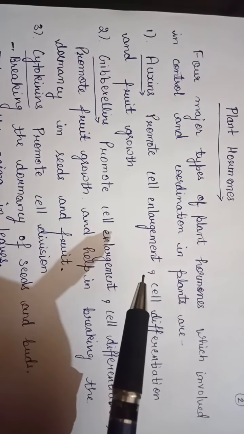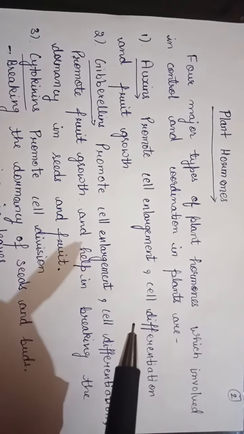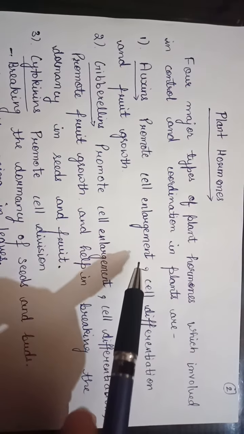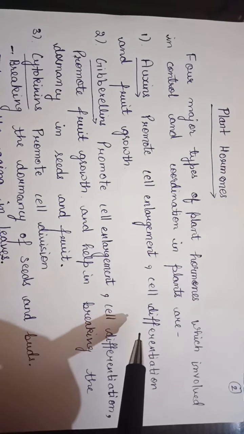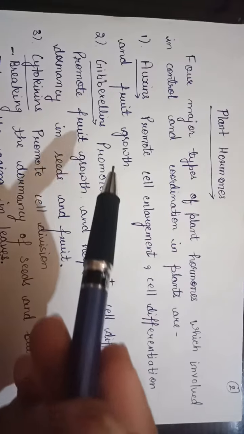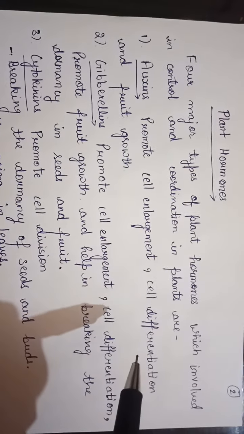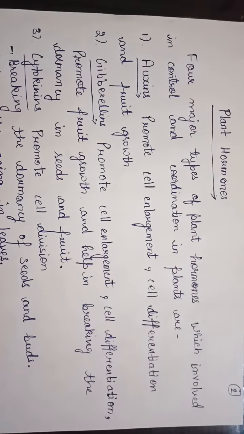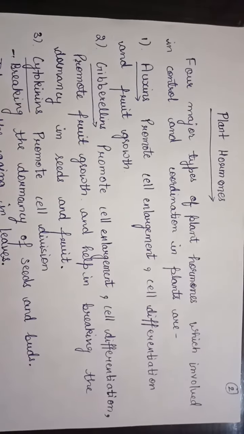As I told you, cell enlargement means the cell expansion, the growth of the cell, meaning the volume of the cell will get increased. Auxins also promote cell differentiation and fruit growth. Cell differentiation means the cells are specialized for performing a particular function.